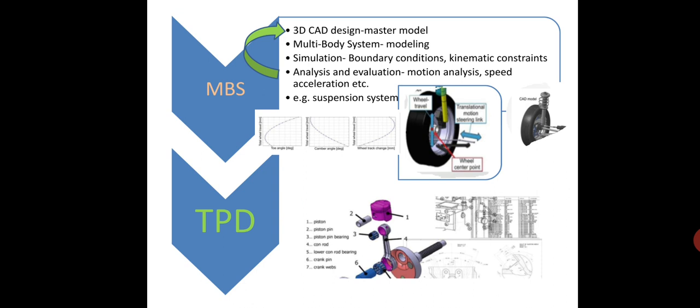Here also the steps are similar: 3D CAD design, where we make a master model, then its data is transferred to the multi-body system, where we do the modeling, then it is transferred for simulation, where we apply the boundary conditions or the kinematic constraints, then it goes for analysis and evaluation, where motion analysis, speed, acceleration, these are the terms we can evaluate or analyze. Again, information flows back to the 3D CAD design.